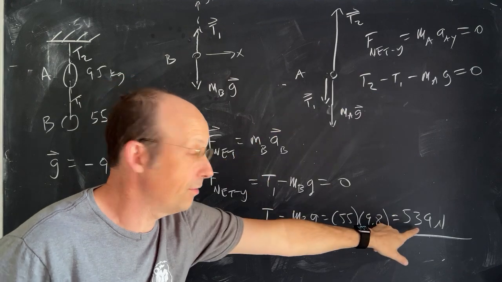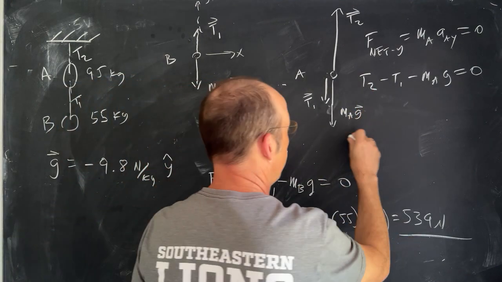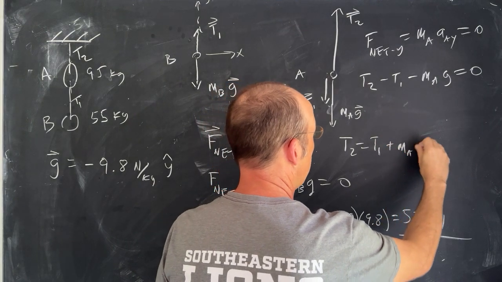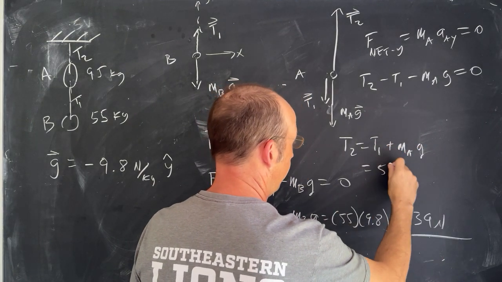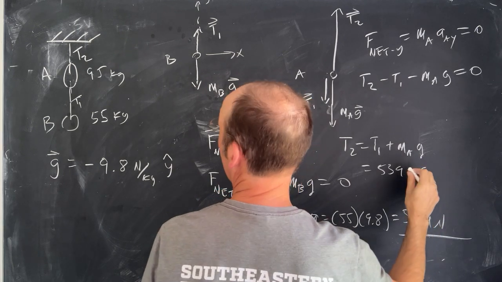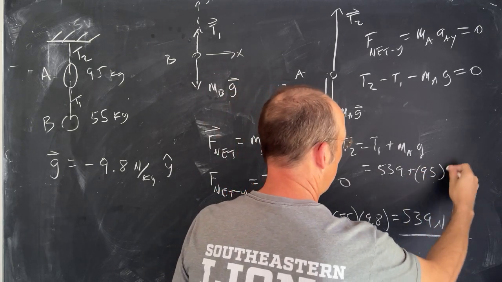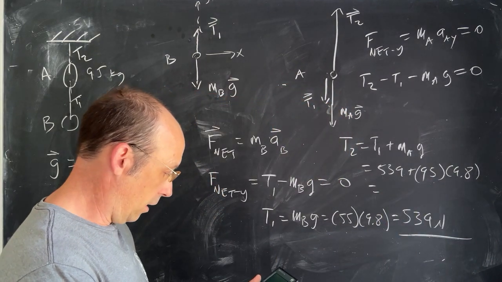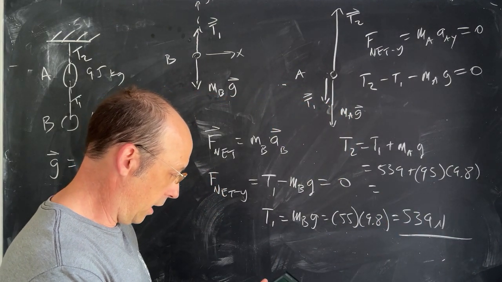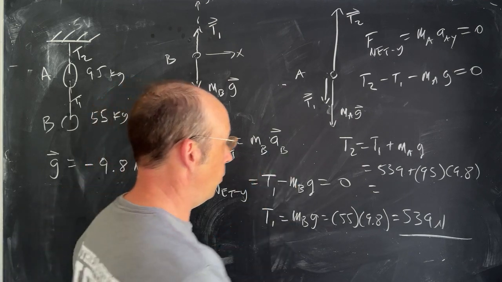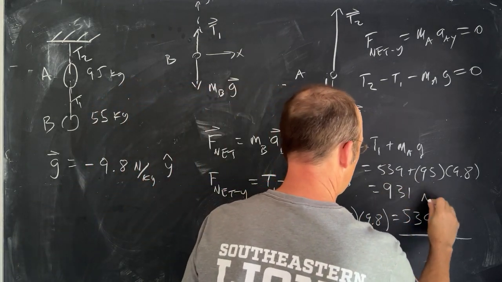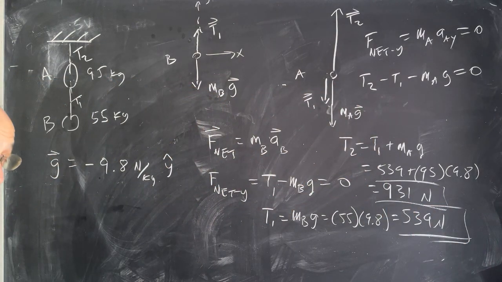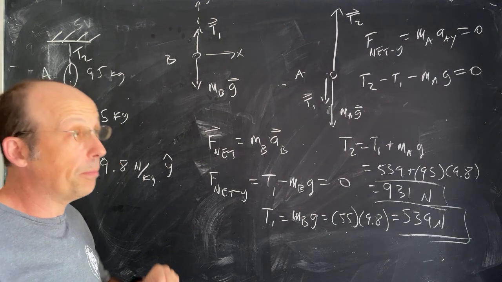So I know T1 is this. I already solved for it. So if I solve this for T2, I get T2 equals T1 plus m_A g. So that's going to be 539 plus 95 times 9.8. Calculator. Okay, 95, enter. 9.8 times, 931 newtons. The end.